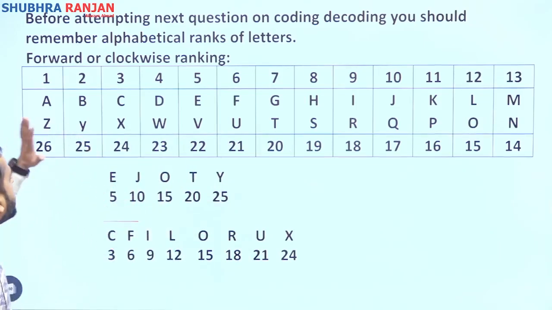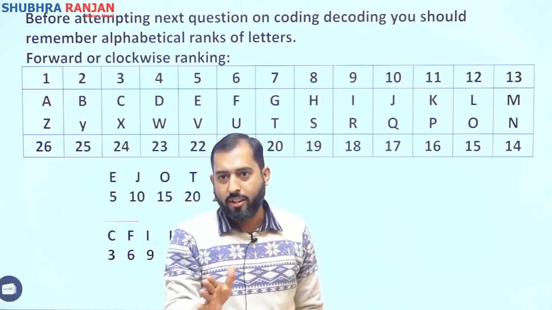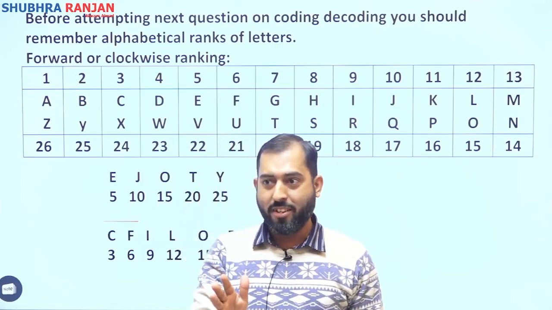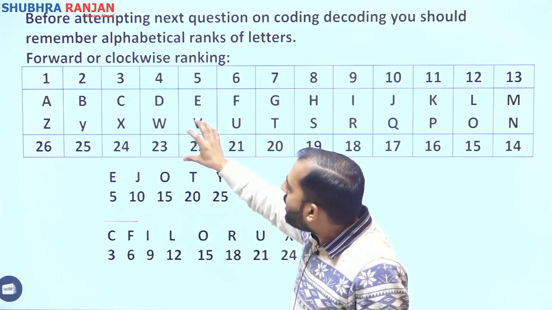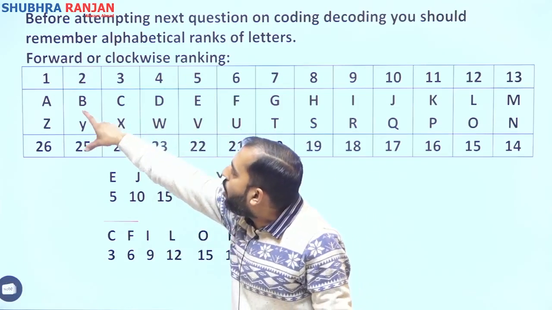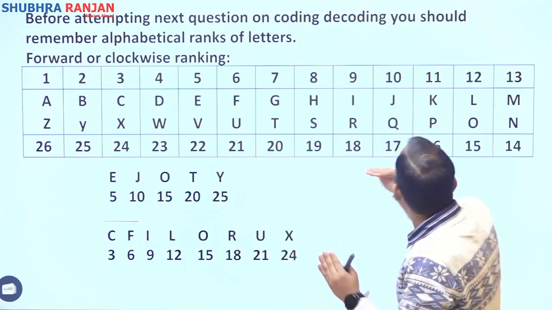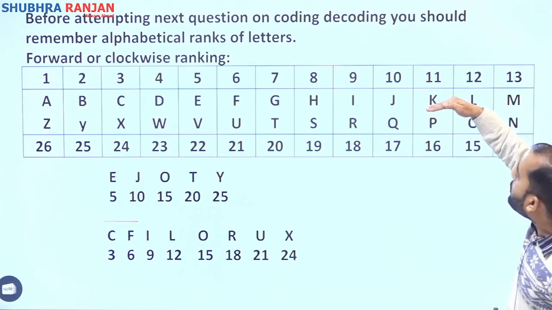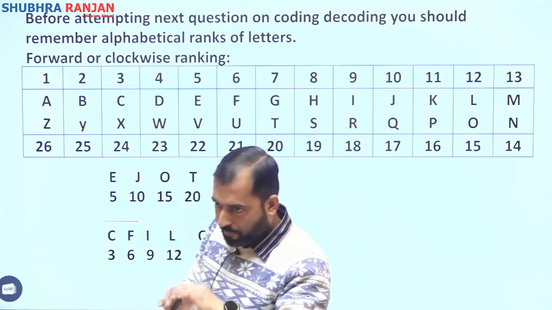If you feel like you cannot remember them, then just write letters and their ranking like this in your rough sheet. At least do this. It is very important. Either you can remember positions, or you can write all the letters and their ranks like this. Just write N below M, O below L, P below K, Q and J, like this. Done.